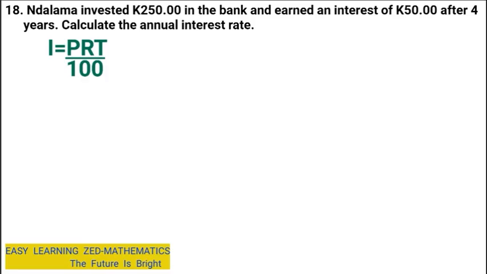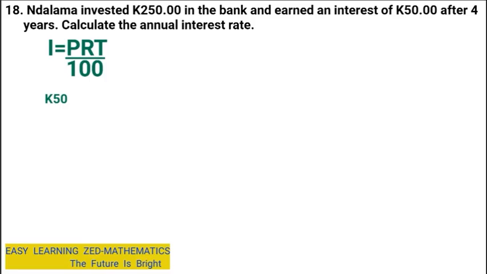When you read the statement, you see where interest is given. So Ndalama invested 250 kwacha in the bank and earned an interest of 50 kwacha. So the interest is given, which is 50 kwacha. So I'm going to put 50 kwacha there, which is equal to... is the principal given? Yes. The money Ndalama put in the bank, which is 250, that is the principal.